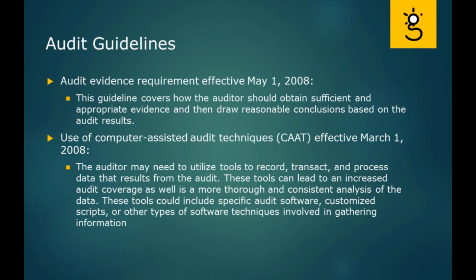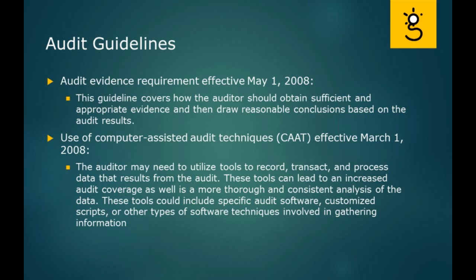One of the other guidelines is about the audit evidence requirement that was effective May 1st of 2008. The guideline covers how the auditor should be able to obtain sufficient and appropriate evidence and draw reasonable conclusions based on those audit results. Now, again, the use of evidence is important because to me, it's what supports my billables, right? I'm coming up with a conclusion, people are going to say, well, how did you get there? And I just don't want to pull things out of thin air. I want to say, well, here, this is what I found. Here's my evidence. And from this evidence, these are the conclusions that I was able to draw. So, again, a guideline to help you about what is considered sufficient and appropriate.